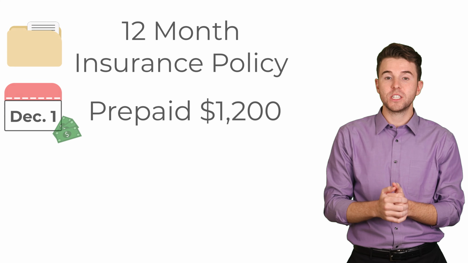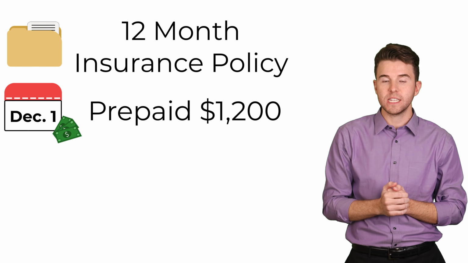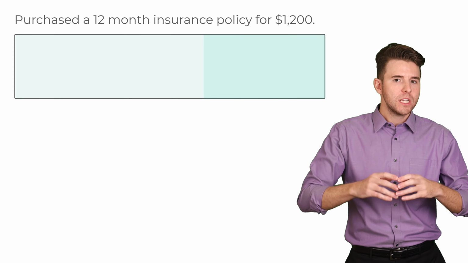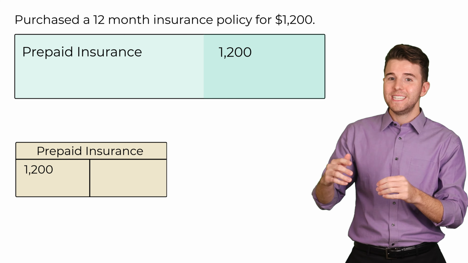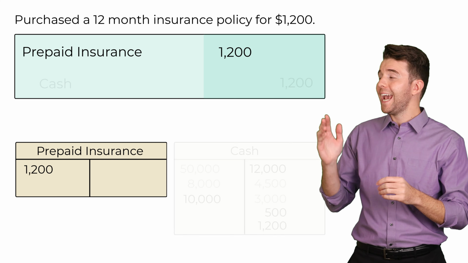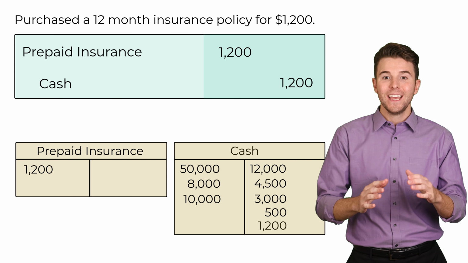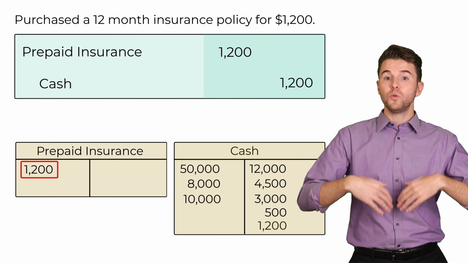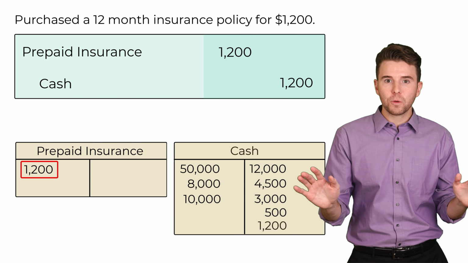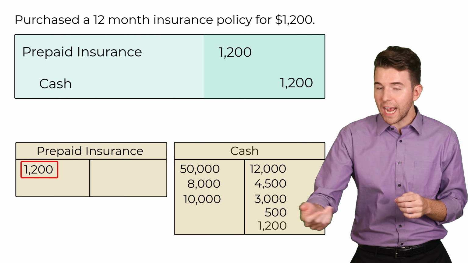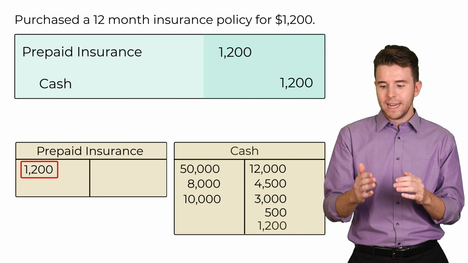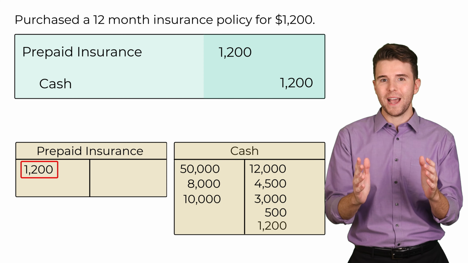Next, the company purchases a 12-month insurance policy by prepaying $1,200 cash. To record this transaction, we debit prepaid insurance for $1,200 and credit cash for $1,200. We debit prepaid insurance to increase that prepaid asset. This payment does not create an expense, even though cash flows out of the business. Instead, the expense will be recorded as the insurance coverage expires.